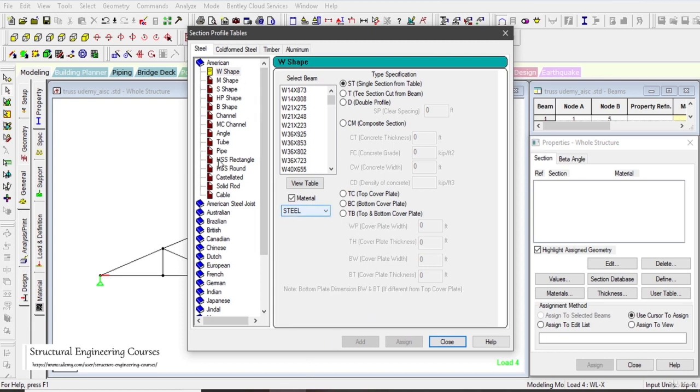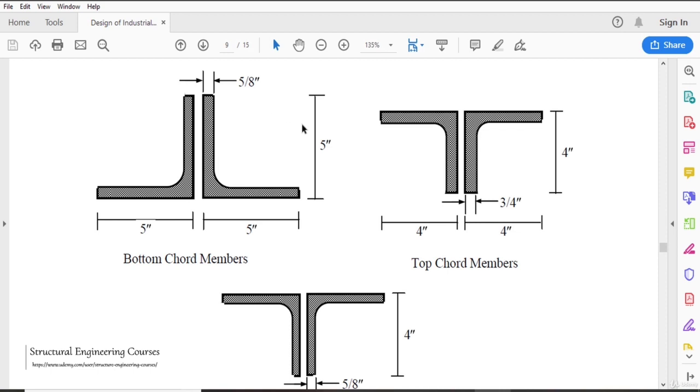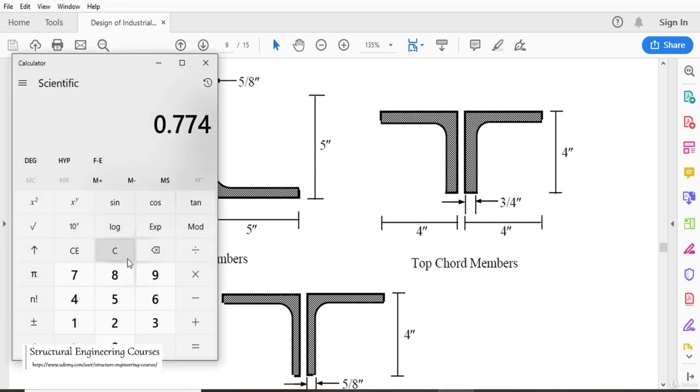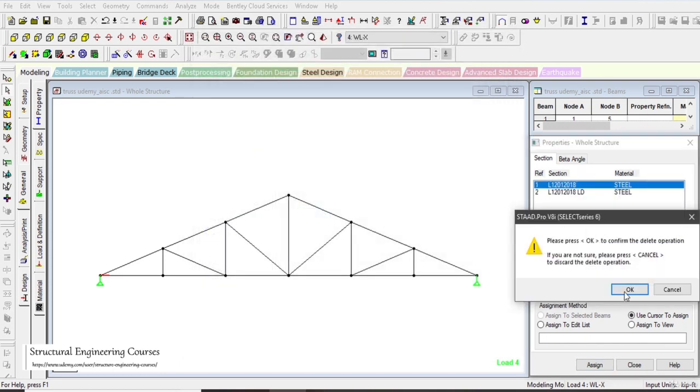So we can select American, and here we can left click on angle here, and 5 by 5 means 125 mm angle. So we can left click on this 120 section here, and let us check the thickness. 5/8 into 25.4 is the thickness. So the thickness is approximately 16 mm. So we can select this 120 by 120 by 18 angle, and then left click on add here. We can left click on LD also. So this is a double angle section, so left click on add here, delete this section here.